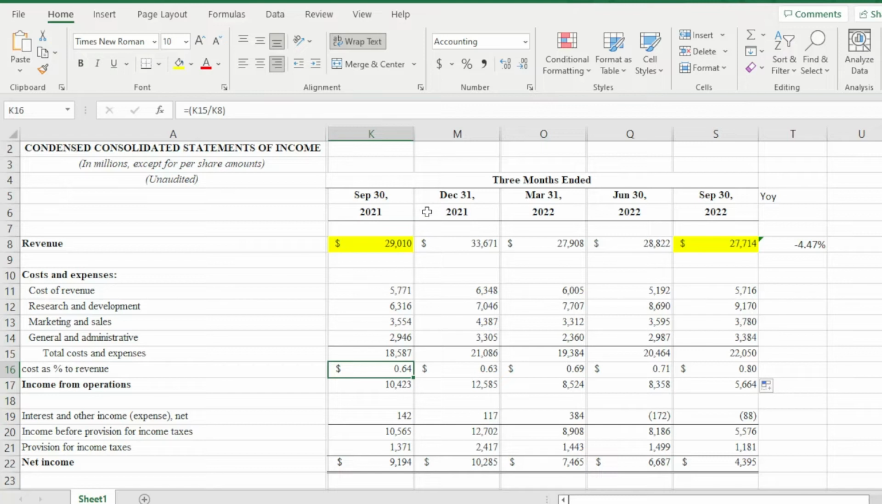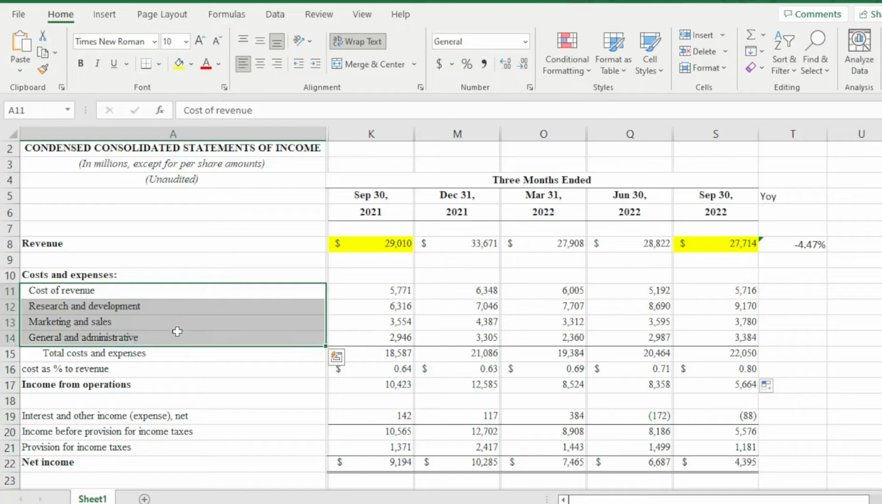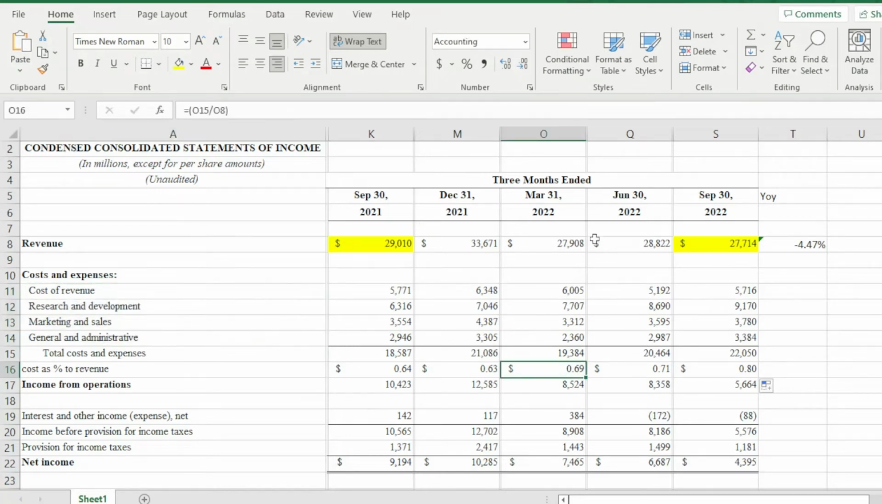So now you guys can see that this cost is creeping up. So here in 2021, 63 cents out of every dollar was going towards these costs. Here in March of 2022, it's 69 cents, 71. Now we have a whopping 80 cents for every single dollar of revenue going towards these costs. So, that's a pretty nasty increase right there. So obviously, the income is going to be less.